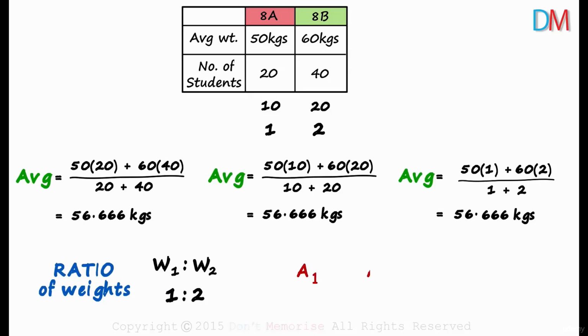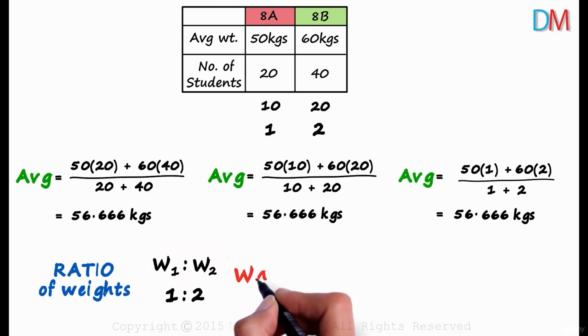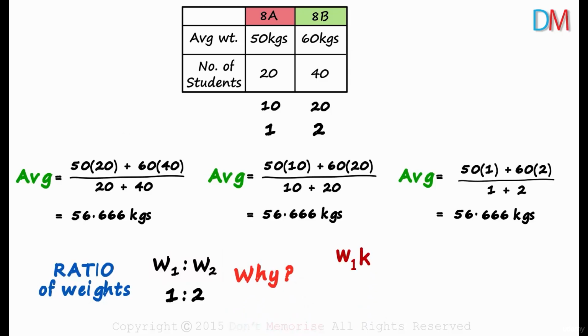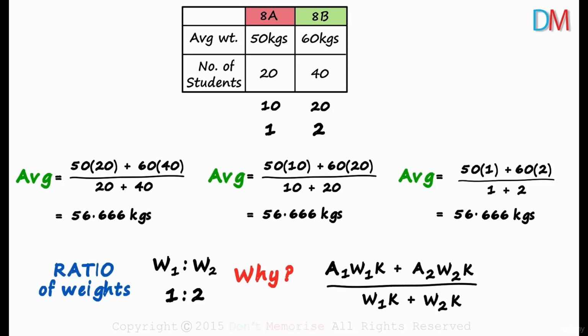If we have A1, A2 and the ratio W1 to W2, we can easily get the overall average in the same way. But do you know why? It's simple. Just assume the weights are W1K and W2K. If the averages are A1 and A2, then the overall average will look like this. Clearly, the constant K gets cancelled from the numerator and the denominator. What matters is just the ratio W1 to W2.